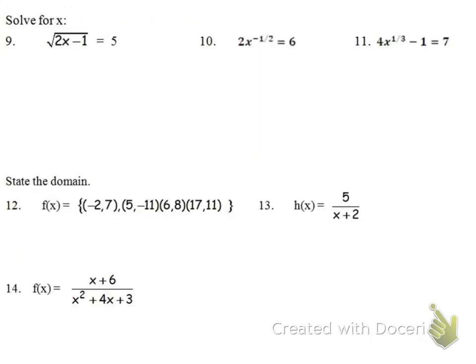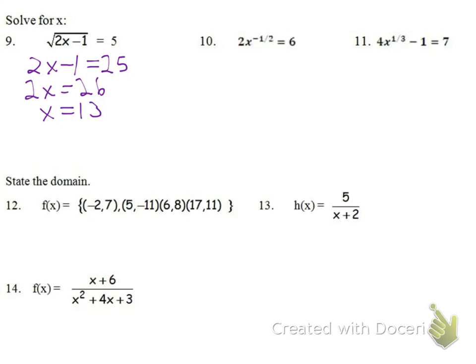Okay, now we go to our next screen. Now we're solving with our radicals. I have the square root of 2x minus 1 equals 5. So to clear the radical, I'm going to square both sides. Leaves me with 2x minus 1 equals 25. I add 1 to each side and I get 2x equals 26. So x is 13. It's always good to check these answers.